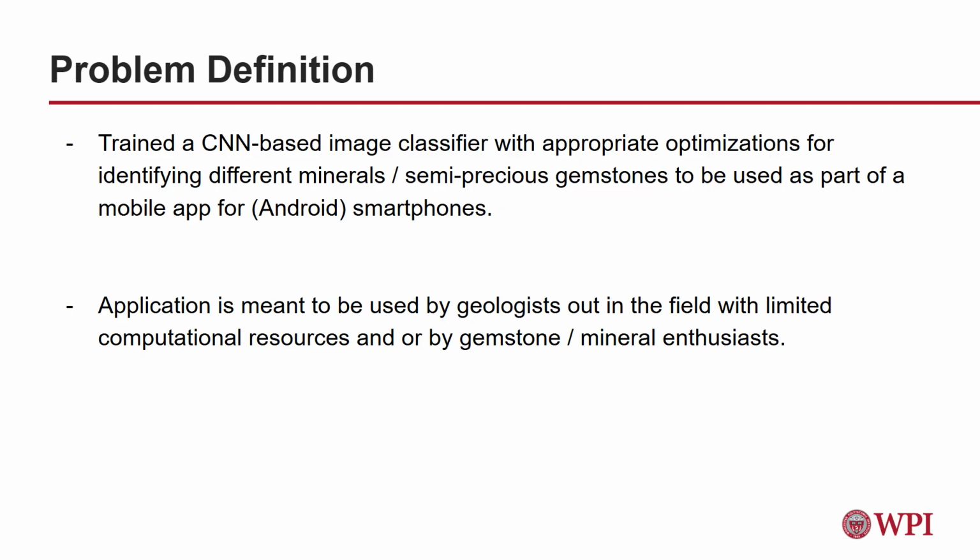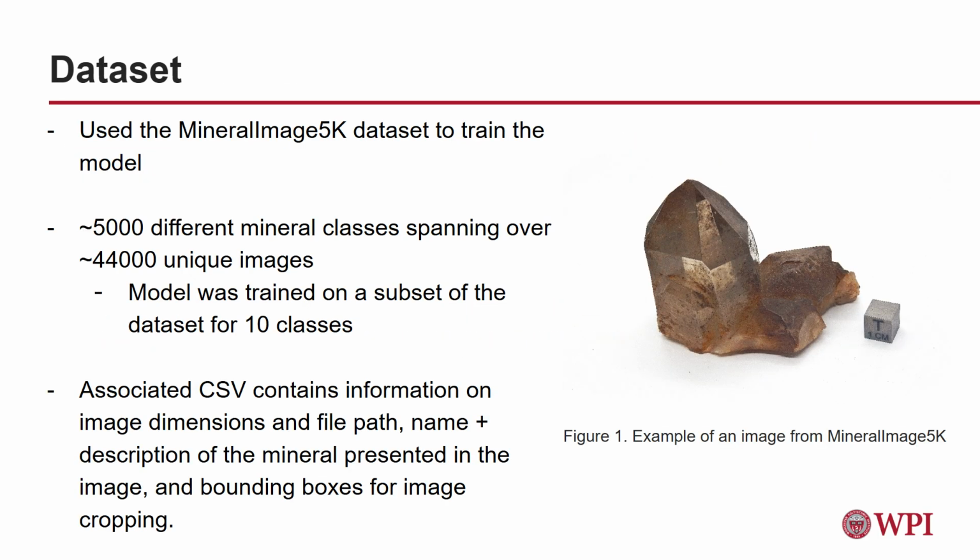physical access. So the dataset that we used to train the model is called the Mineral Image 5K dataset, which has mineral images of around 5,000 different mineral types, spanning a total of around 44,000 unique images. And to keep things simple, we chose 10 classes to train the model based on criteria, which I'll explain later.